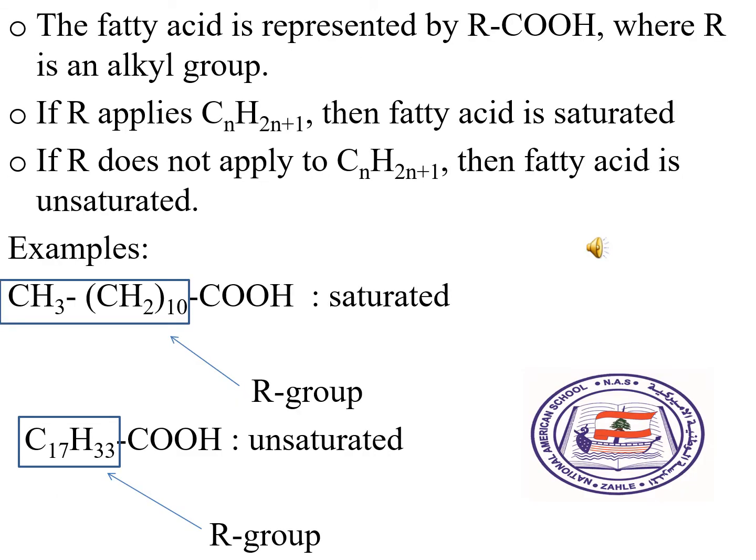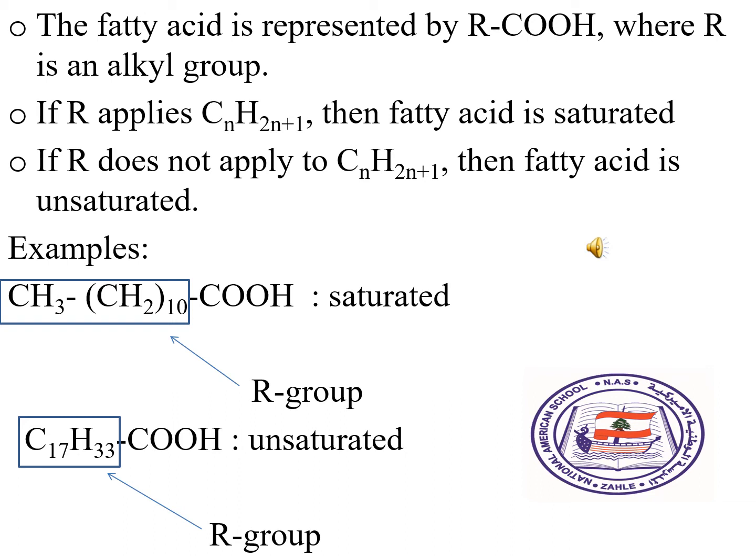Now let's look at the representation of the fatty acid. The fatty acid is represented by RCOOH. The COOH is the carboxyl group, which makes it an acid, and the R is an alkyl group. Now, if R applies to CnH2n+1, then the fatty acid is saturated. If the R group does not apply to CnH2n+1, then the fatty acid is unsaturated.